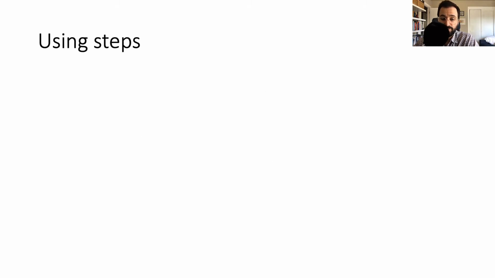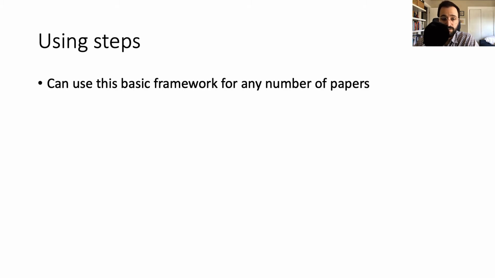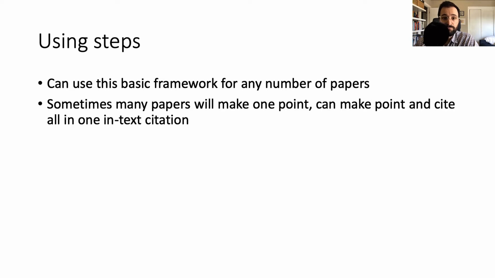So let's dive into those. Well, before we dive in specifically, let's talk about how you're going to use them. I've already mentioned that this basic framework will work for any number of papers. I'm going to talk about what happens when you want to combine two into a single argument in this video. And again, sometimes many papers will make the same single point, and so you can make the point then and cite all of them in one in-text citation. You'll see that in the example at the end of the video as well.